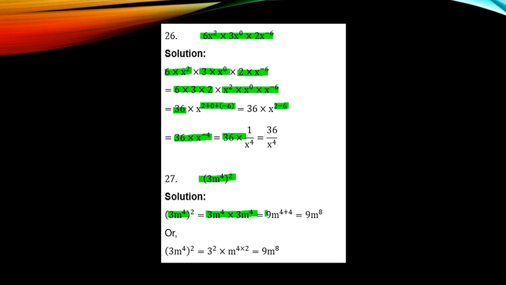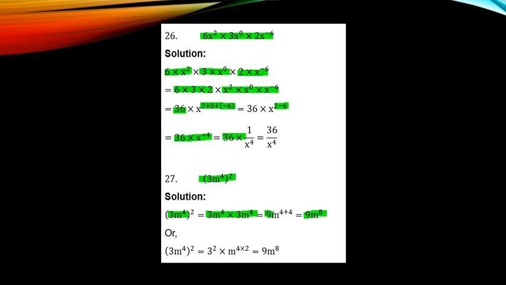3 times 3 is 9. M power 4 times m power 4 means m power 4 plus 4 from the law of indices, and you have 9m to the power of 8.